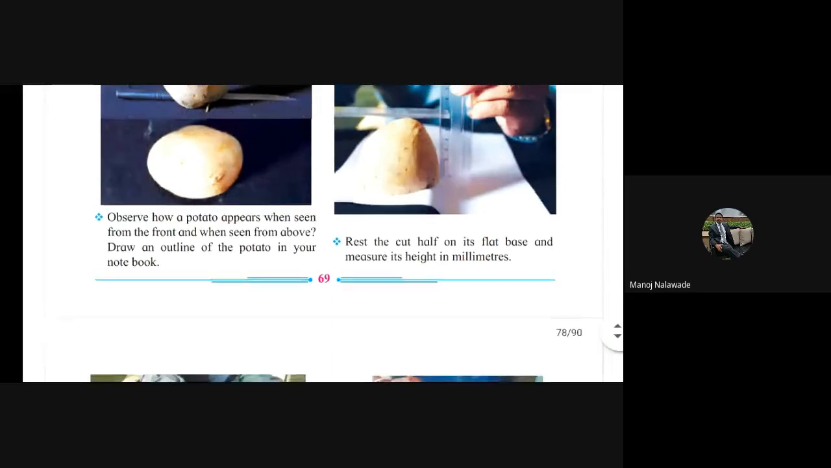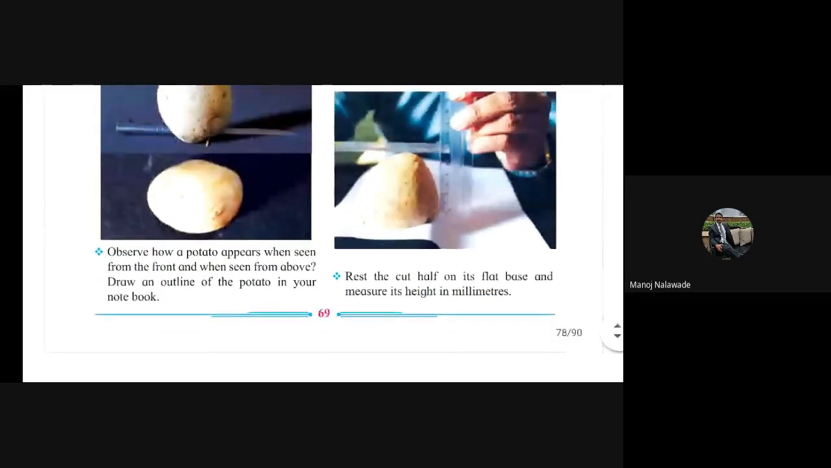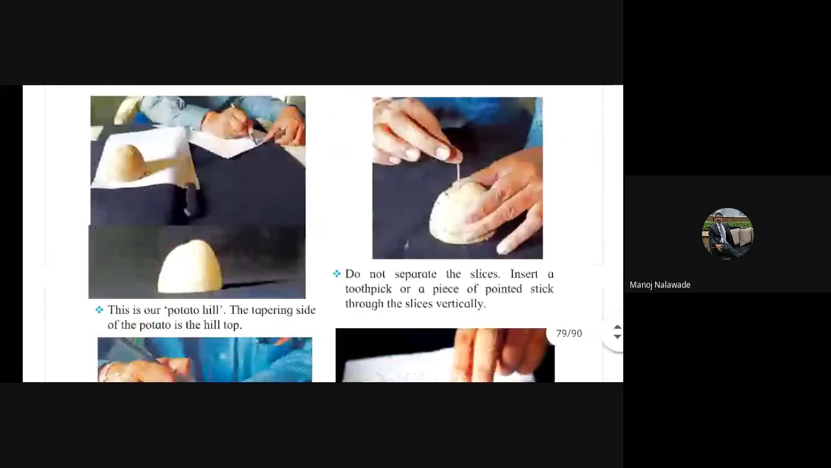So what you have to do is measure the height. You have to keep the potato like this on the paper, and with the help of a scale, you have to measure the height of that potato. Okay, this is our potato hill.